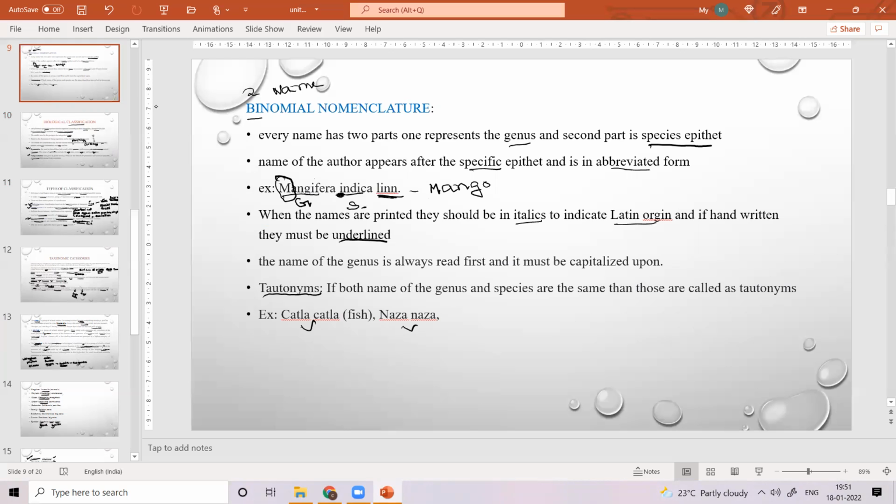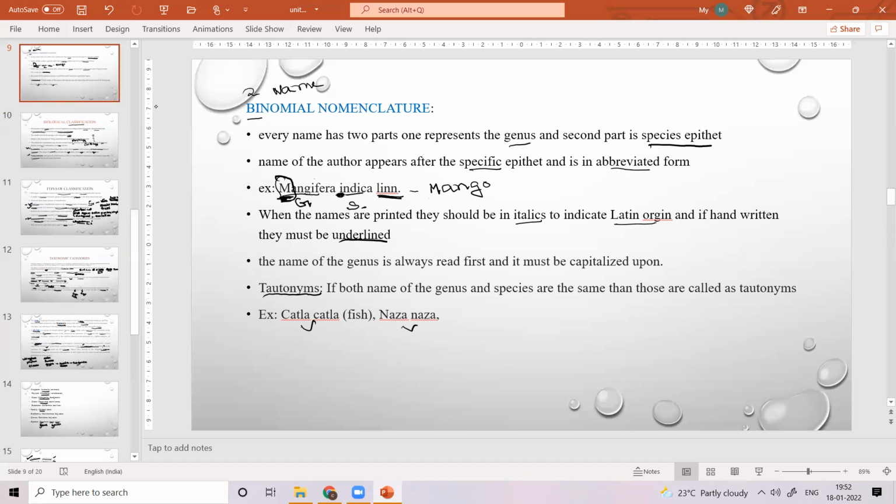And if they are printed, they should be in italics, so that the Latin origin of this name will be understood. And if they are handwritten, they must be underlined. We need to underline the word. The name of the genus is always read first. Mangifera comes first, and the first letter of the genus must be capitalized. The first letter of the species need not be capitalized.